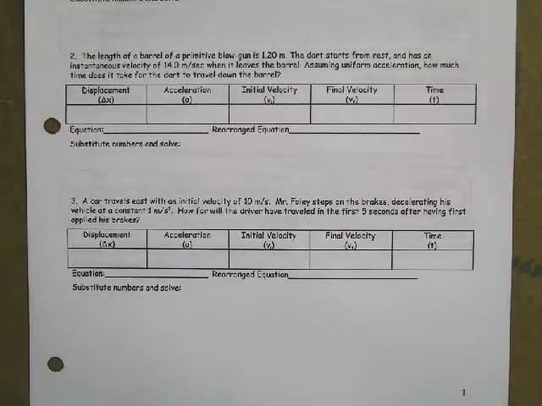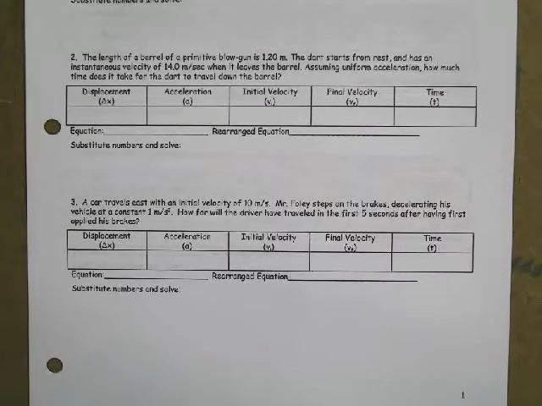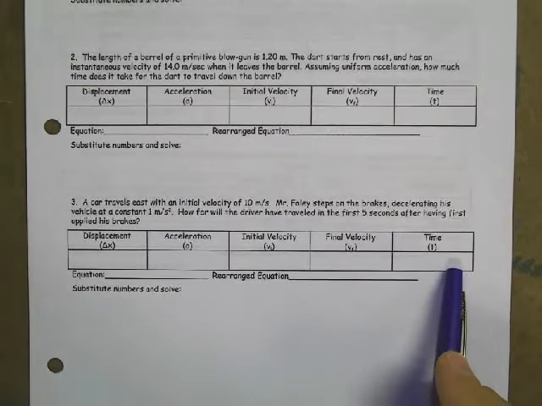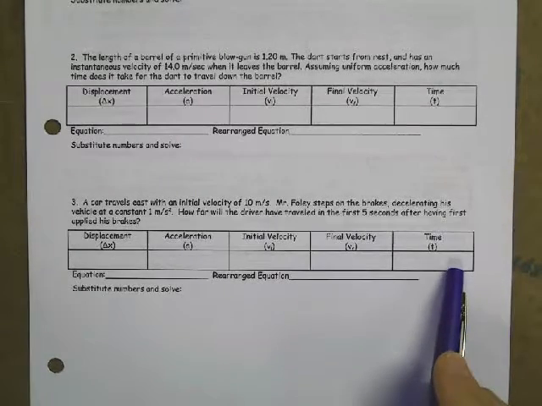All right, so let's read it. It says a car travels east with an initial velocity of 10 meters per second. Mr. Foley steps on the brakes, decelerating his vehicle at a constant 1 meter per second squared. How far will the driver have traveled in the first 5 seconds after having first applied his brakes? Okay, so the first thing we have to do is decode the words. And we're going to go through our list here, and we're going to figure out what we're given, what we have to find, and what is irrelevant.